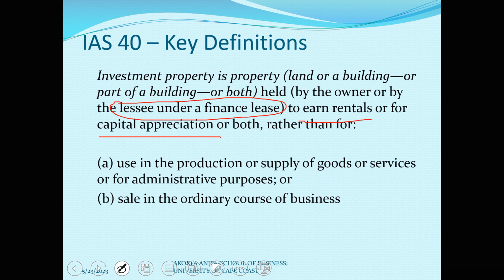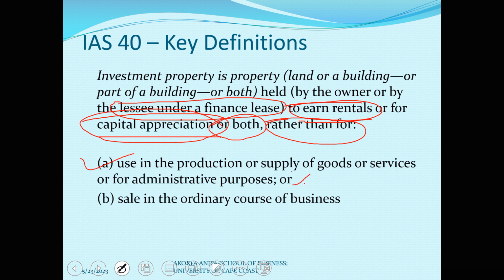So if you have a property which you are using to earn rentals, or for capital appreciation, or for both, which means you are renting it and also holding it for capital appreciation, then you are holding an investment property. You are not holding it for use in the production or supply of goods or services or for administrative purposes. If you are holding property for these reasons, then it is PPE, or for sale in the ordinary course of business.